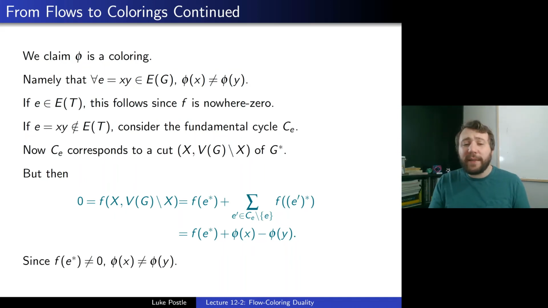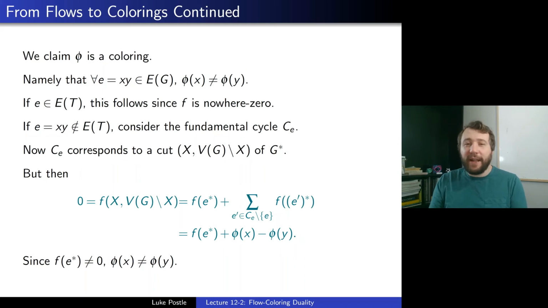And the important point then is, since f of E star is non-zero, because we're nowhere 0 flow, phi of x is not equal to phi of y, which completes the proof that it's a coloring. So really, if you think about this in a little more detail, it's saying that f of E star would be that correct difference.